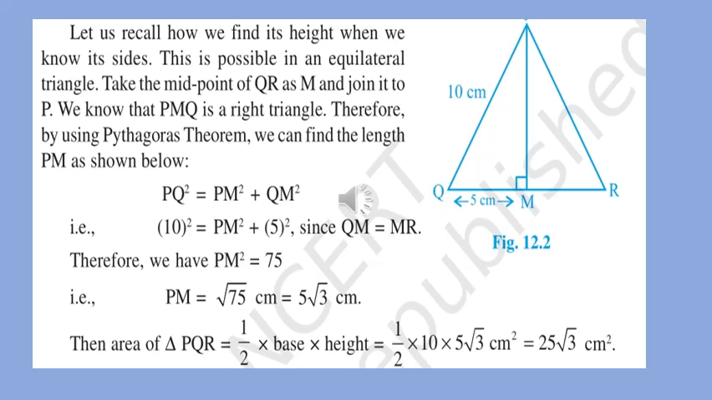Now we can easily calculate the area of the triangle, that is half into base into height. So what is the base? Base is 10. Height is what we have just calculated. So the answer is 25 root 3. So in this way, when height and base are given, it is very easy for us to calculate the area of a triangle.